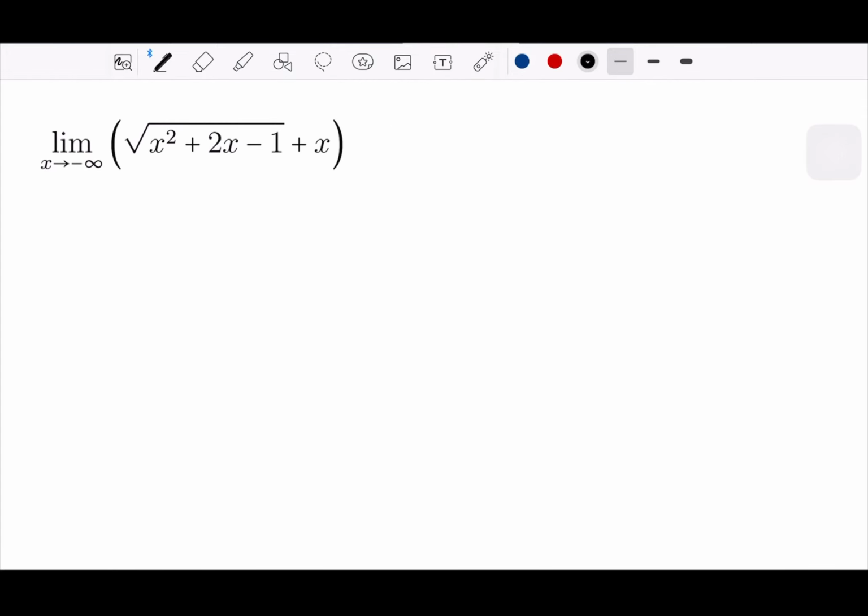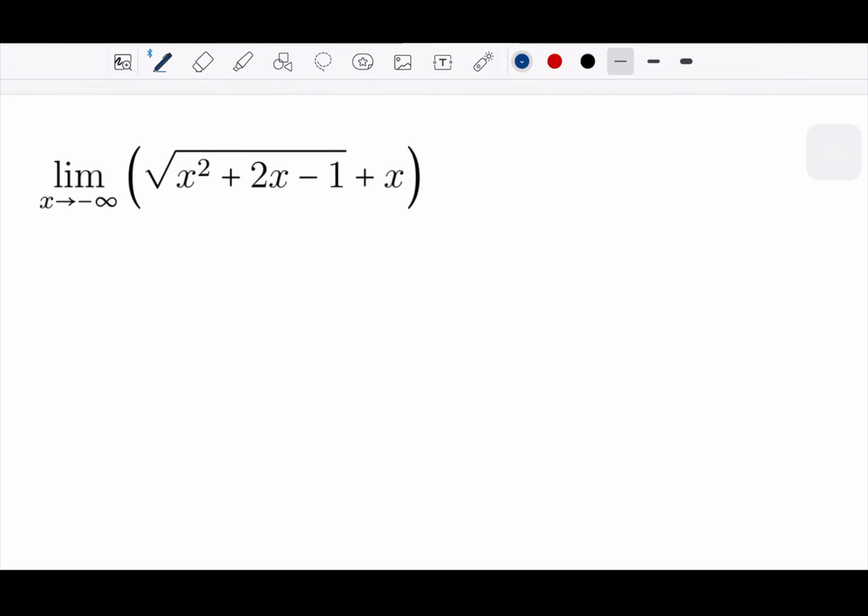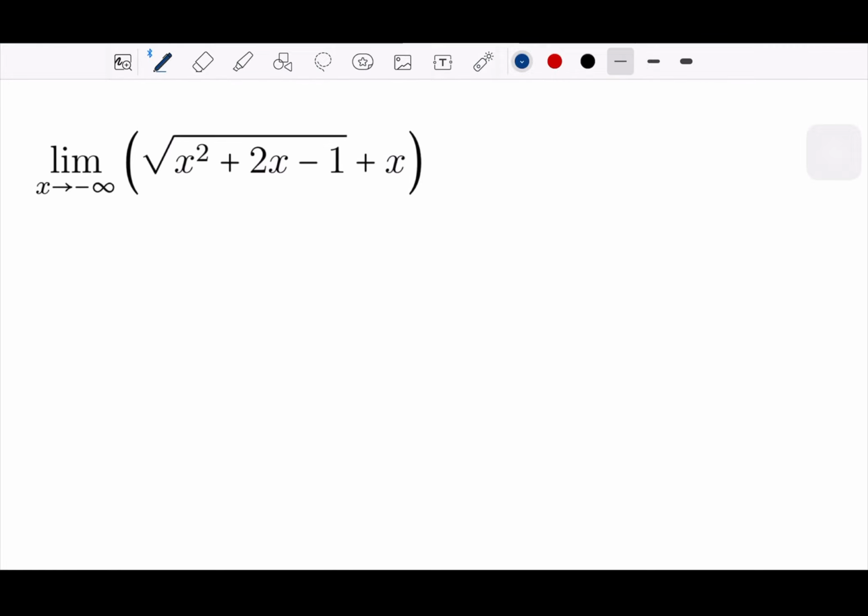Okay, we start with this question, and the moment you see this square root here, we are going to conjugate this equation. So how do we conjugate these equations? Basically, conjugate means if you have a square root minus something or plus, then you need to multiply by the opposite version. Okay.